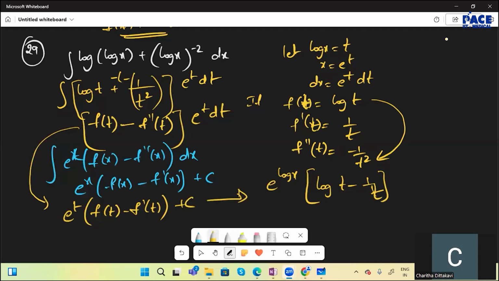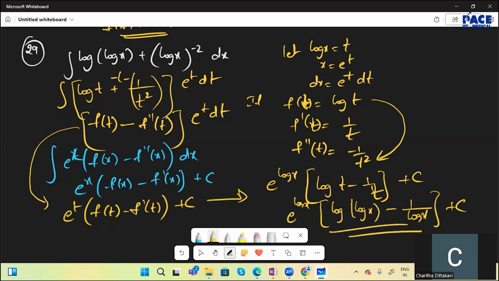So, f of t minus f dash of t. So, log t minus f dash of t is 1 by t plus c. Please do not leave it in t's. So, this is nothing but log of t, which is again log x minus 1 by log x plus c, e power log x multiplied. This is your final answer there. So that is the usage of the formula given here.